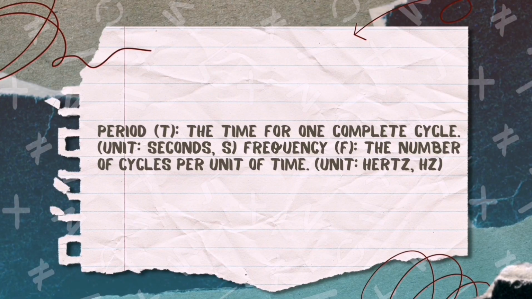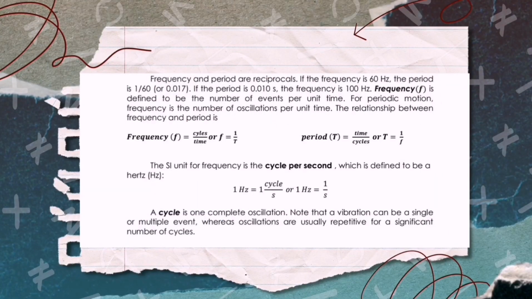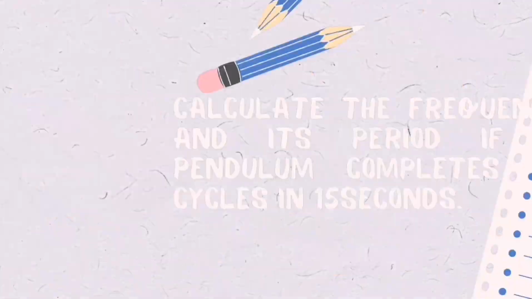We define this motion using two terms. The period is the time for one complete cycle. The frequency is the number of cycles per unit of time. Frequency and period are reciprocals. The unit for frequency is the hertz, which is 1 cycle per second.